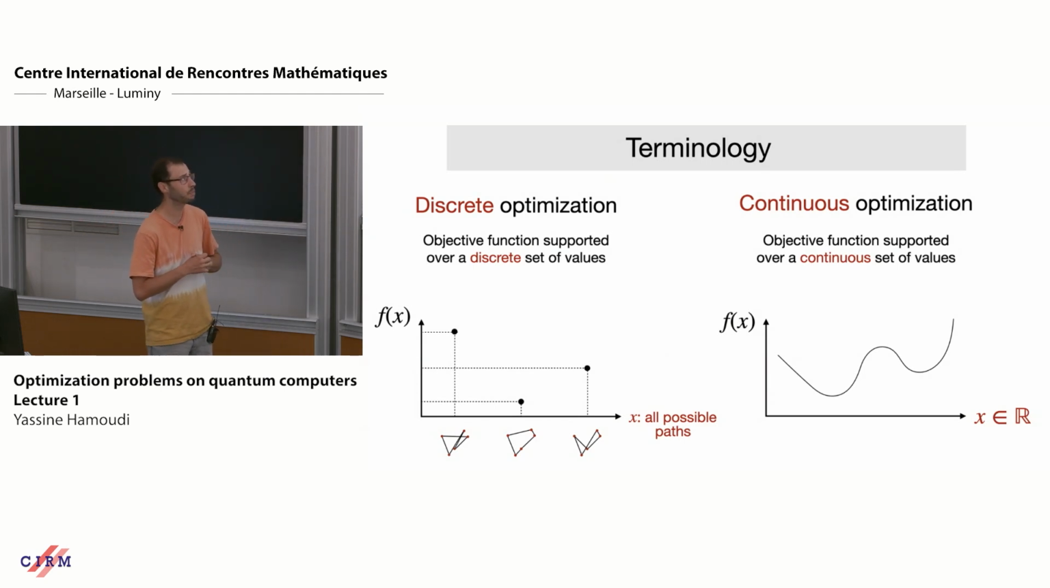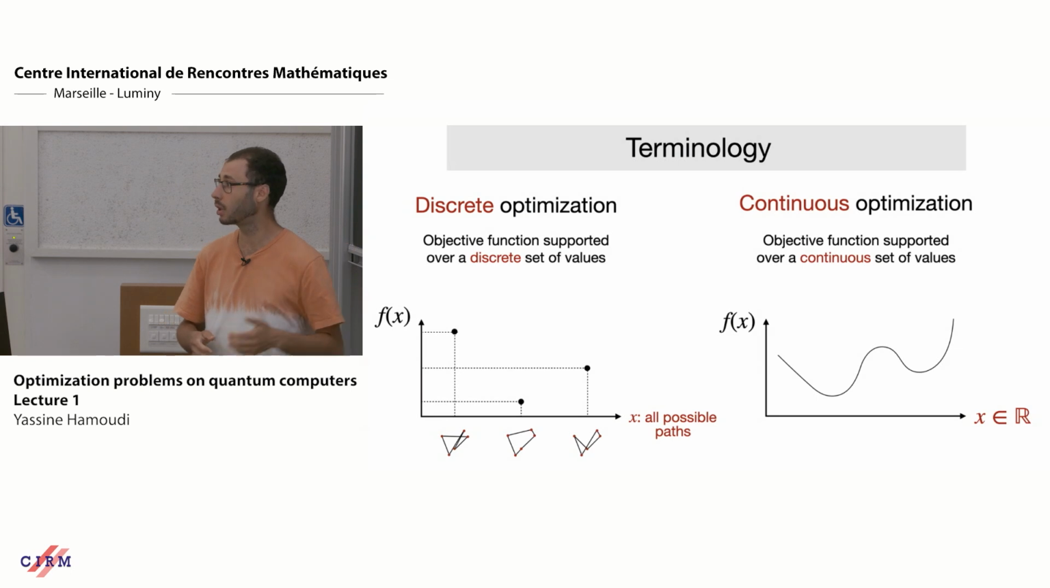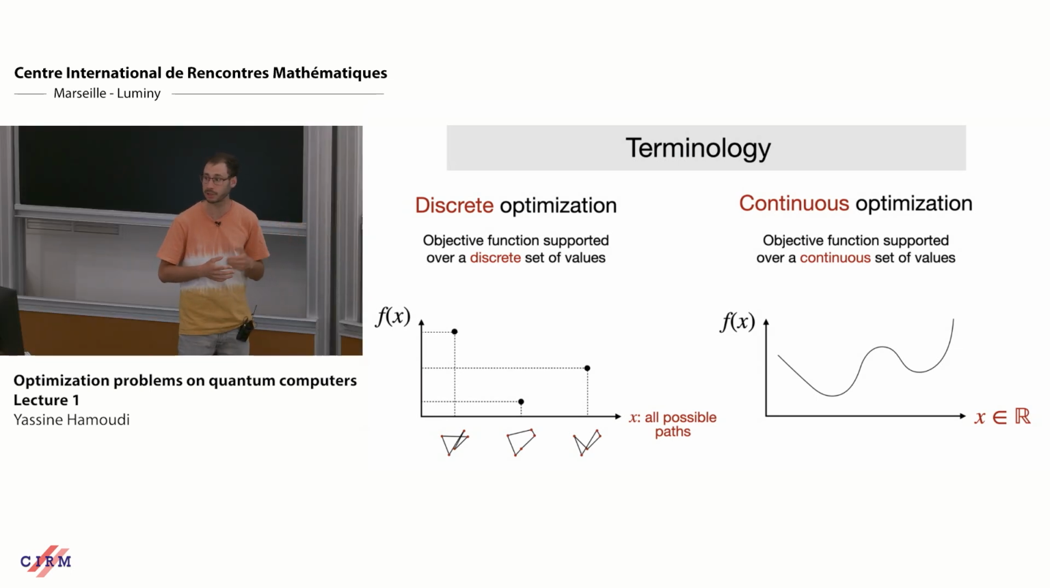Another family of optimization problems is continuous optimization, where now you are optimizing over a continuous set. It could be all the real numbers in dimension 1 or in larger dimension. In that case, you have a continuous evolution of the function f. There is a difference in terms of optimization methods that can be used depending on what family of problem you want to solve, but there are also connections between the two. Sometimes you can reduce discrete optimization to continuous optimization, or you could discretize a continuous problem into a discrete one.